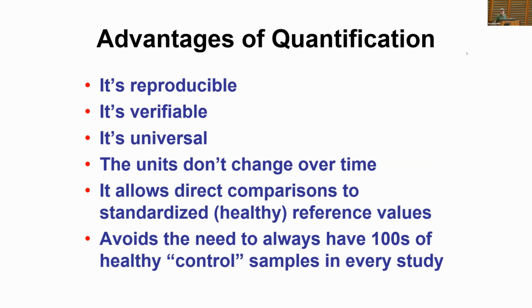So HMDB has hundreds, thousands of these reference values that have been measured in the literature. They're in textbooks and elsewhere. You don't need to have a cohort of, quote, healthy controls. You just look those things up. So this is the advantage of quantification. It also reduces the cost of doing your studies.